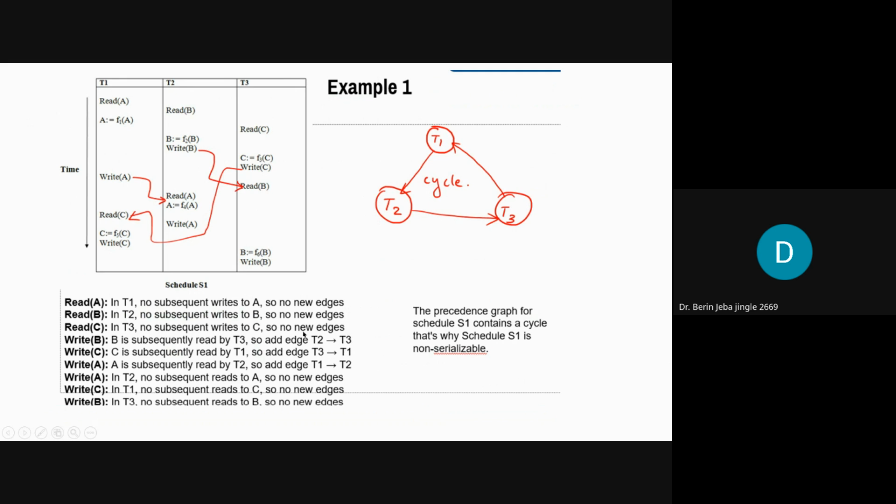So an edge should be added, T2 tends to T3, that is, T3 depends on T2. Listen here, this is very important: transaction T3 is depending on T2.